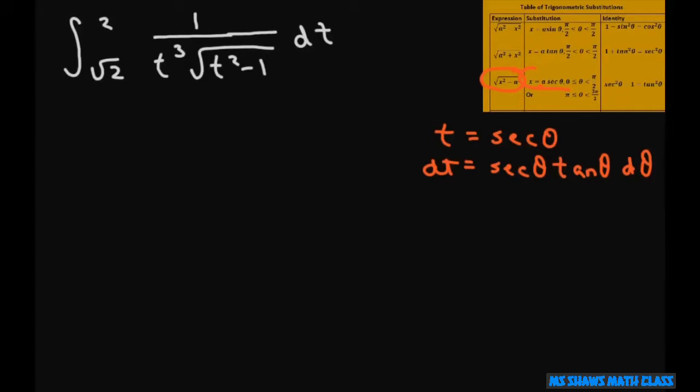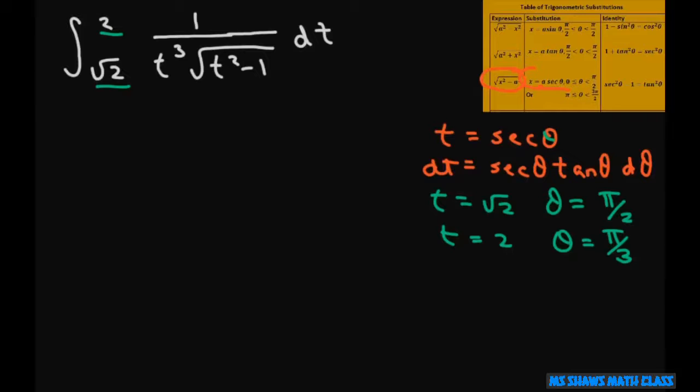To do this, we're going to have to change our bounds. So that means that when t equals the square root of 2, our theta has to be pi divided by 4. And if our t equals 2, then our theta has to be pi divided by 3, because secant of pi divided by 3 is 2, and secant of pi divided by 4 is square root of 2.